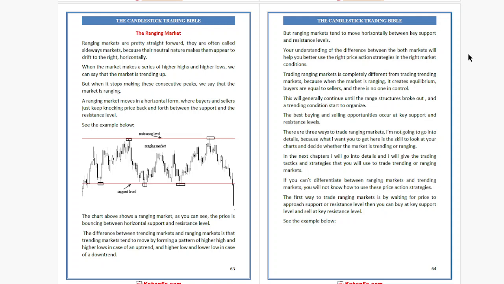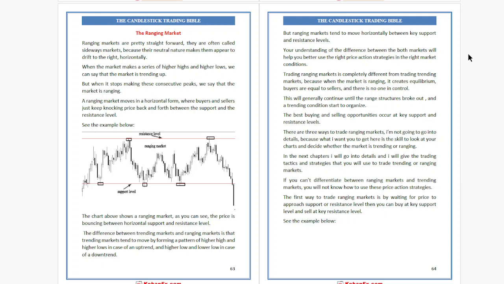There are three ways to trade ranging market. I'm not going to go into detail, but what I want you to get here is the skill to look at your chart and decide whether the market is trending or ranging.